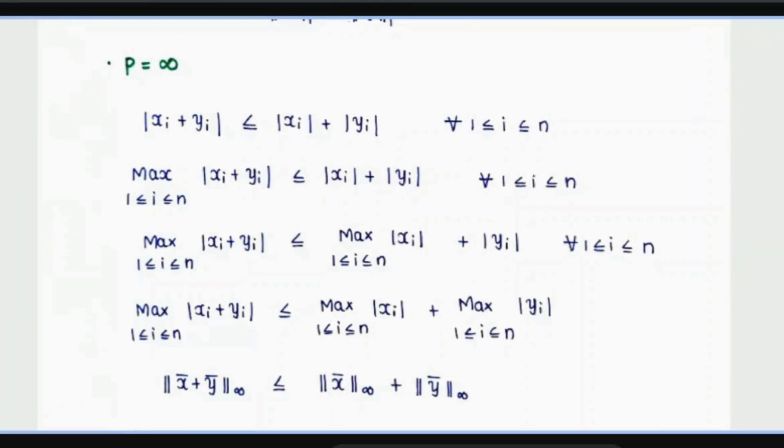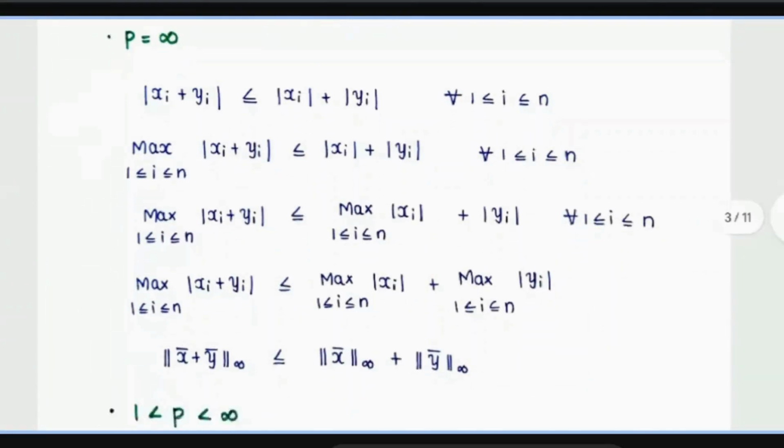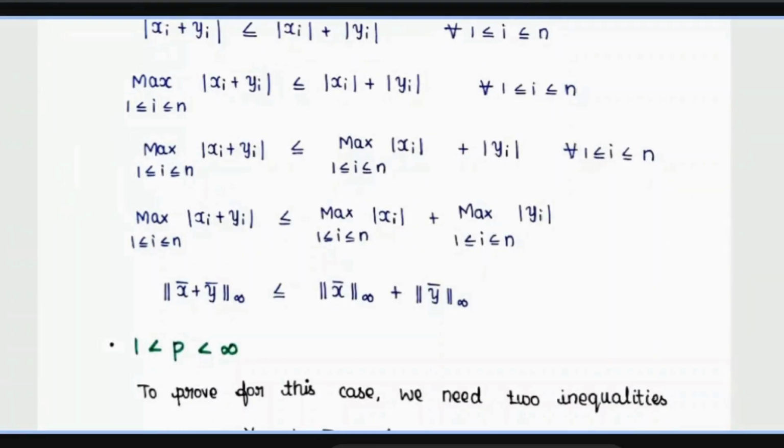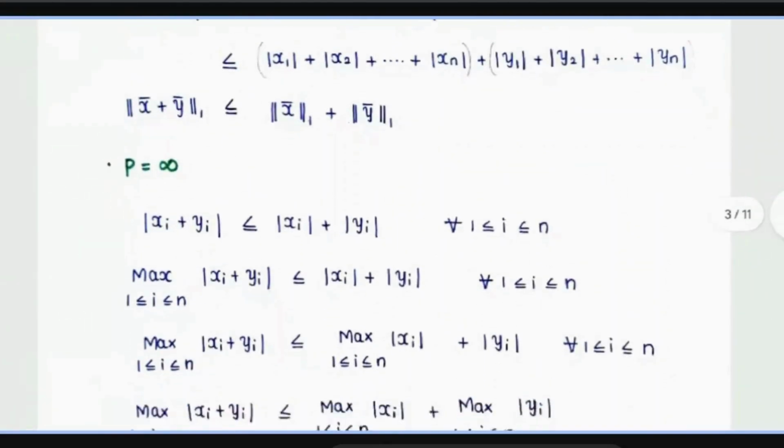So we are applying maximum over i for all the terms modulus of xi, and this inequality will still hold. And again, for yi also, this is true for every i. So we are taking maximum. In this case, this is the L infinity norm. So now L infinity norm of x bar plus y bar is less than or equal to L infinity norm of x bar plus L infinity norm of y bar. So these two cases are easy to prove.